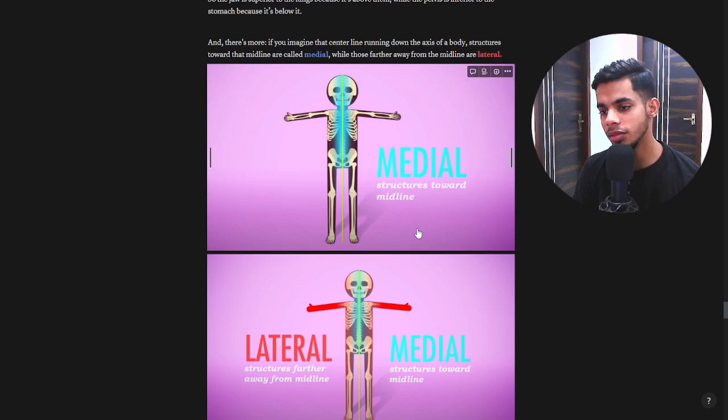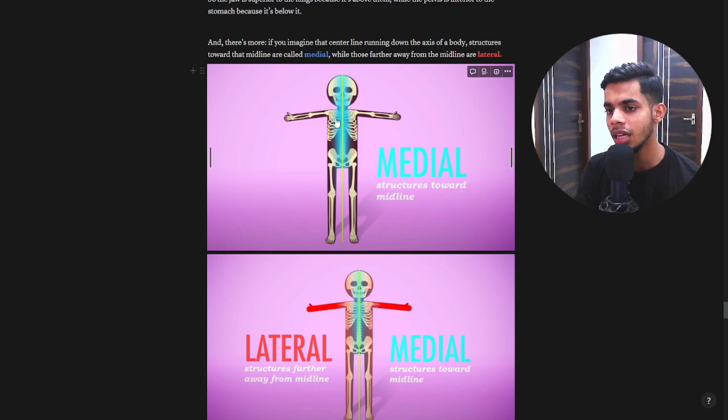And there's even more. Now this is something that is really interesting. There are axes that you use to represent or give denominations of different body parts, right? Now if you imagine the center line running down the axis of a body, structures towards that midline are called medial, right? So now if you can see the skeleton, from the center I am dividing the body. I'm not actually dividing, I am just taking an axis from the center of the body, from top to bottom. So all the organs or structures which are very close to this line will be known as medial.